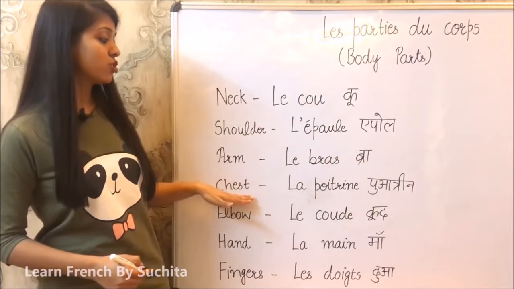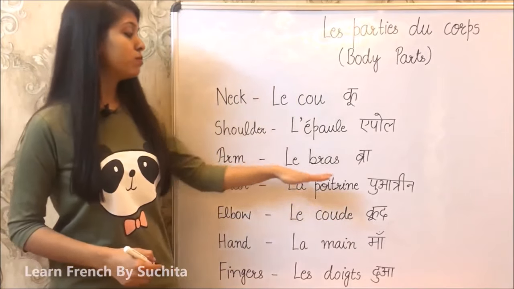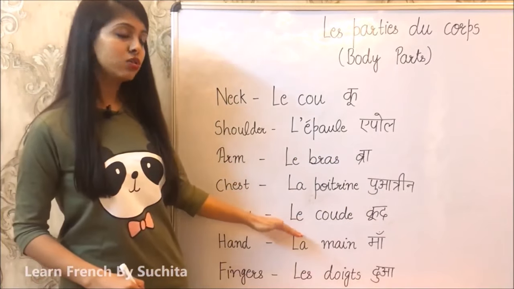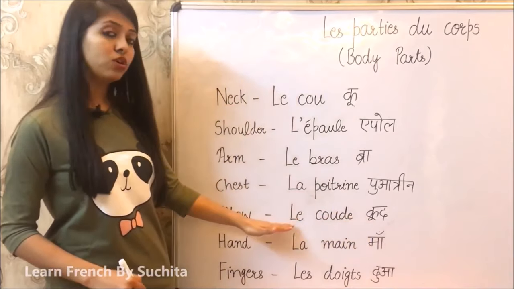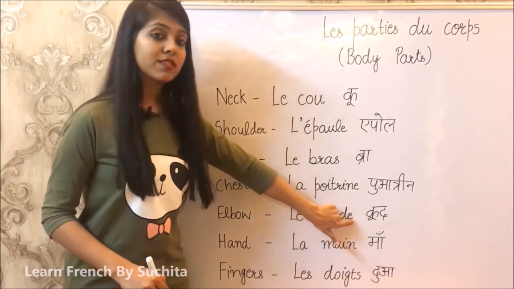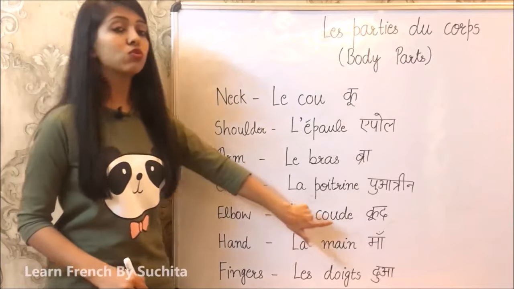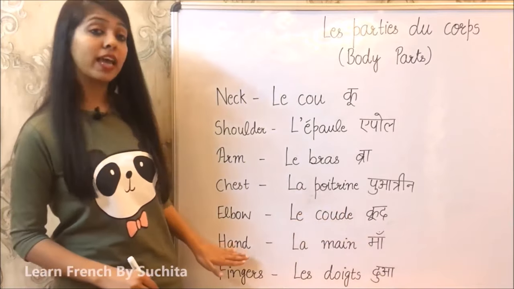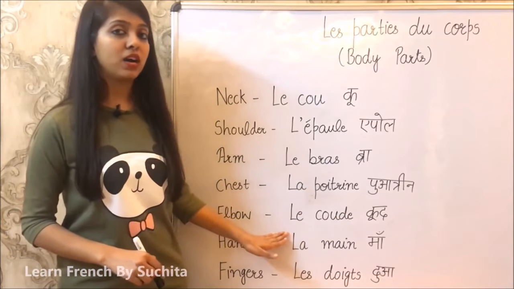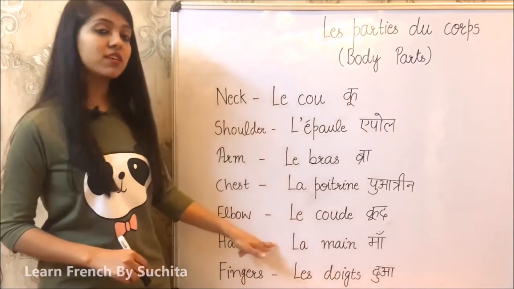Next is chest, la poitrine, la poitrine. Next is elbow, le coude, le coude. Now, here we'll pay attention to this rule. This is ending with E, but still it is masculine. So, le coude. This is an exception. Hand. Hand is la main. This is not ending with E. Still, it is feminine.